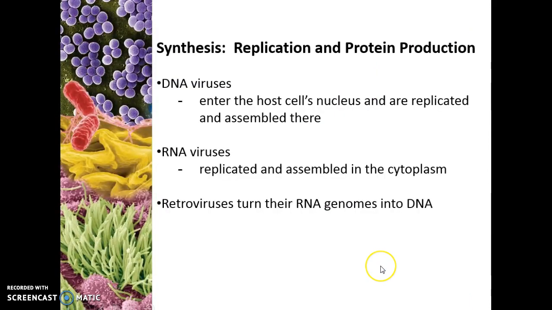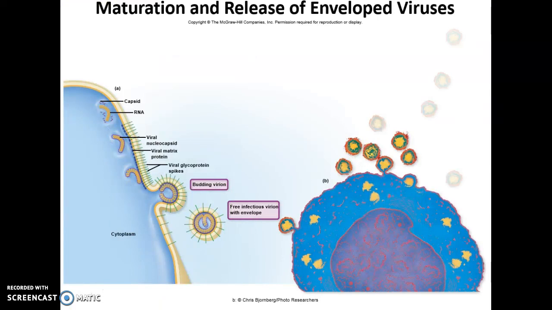So in synthesis, you simply have replication and protein production, replication of the virion's nucleic acid, and protein production. You just simply have to replicate and synthesize new material for those new virions to be assembled. Alright, then finally, after you have that assembly process, you're going to have maturation and release of the enveloped virus.